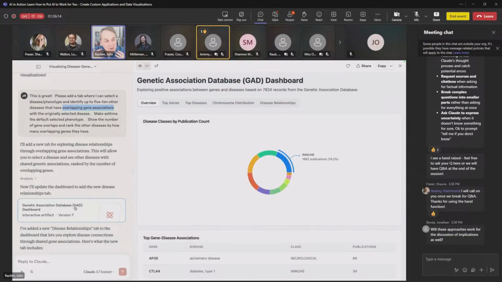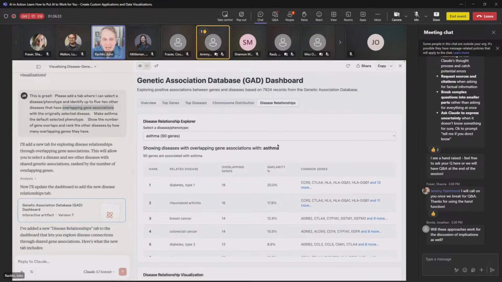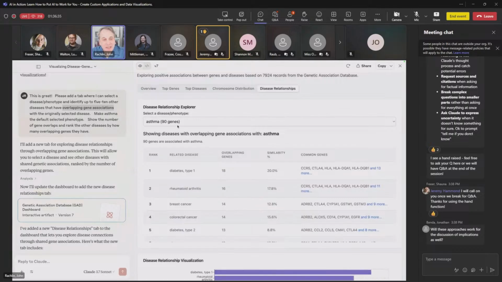Now, as I submitted this request, again, you see data or code flying by the screen, and it producing lots and lots of code, making edits. And here is the tab that I asked for. And it is telling me that for asthma, which was my default selection, it turns out that diabetes, according to the GAD data, has 18 overlapping genes.